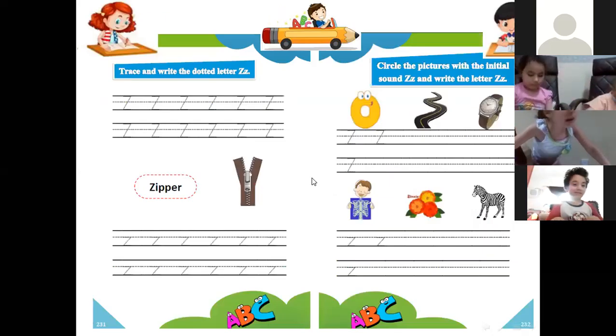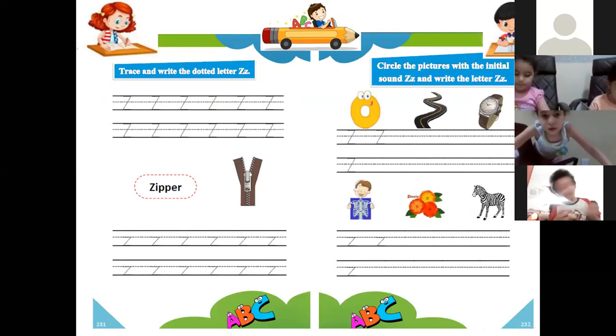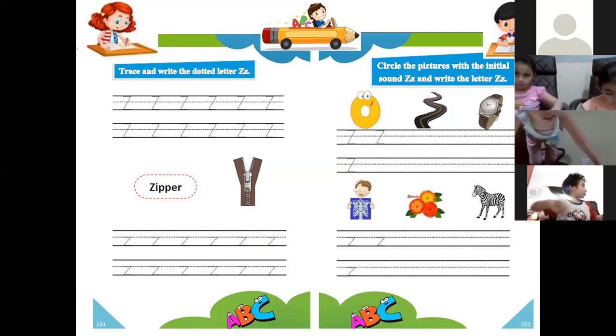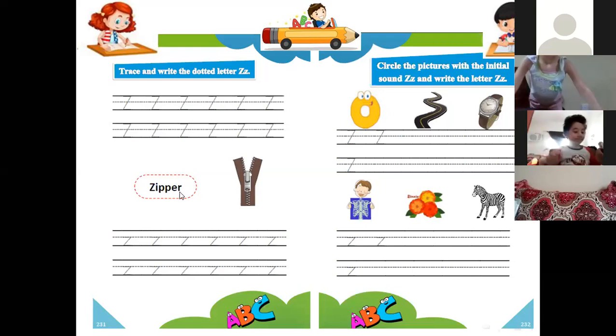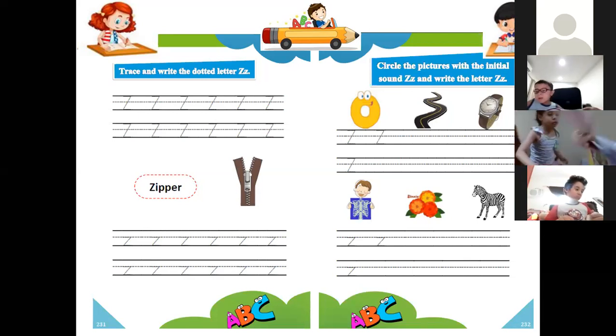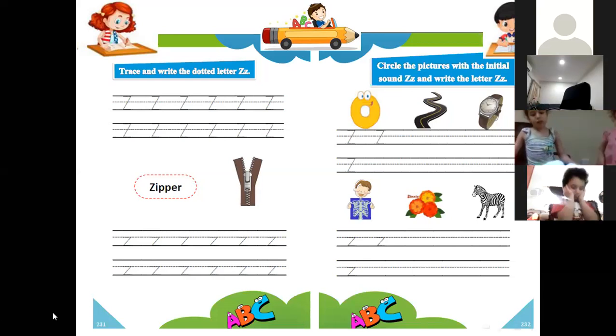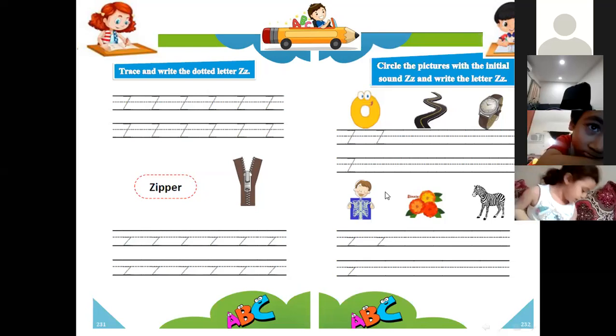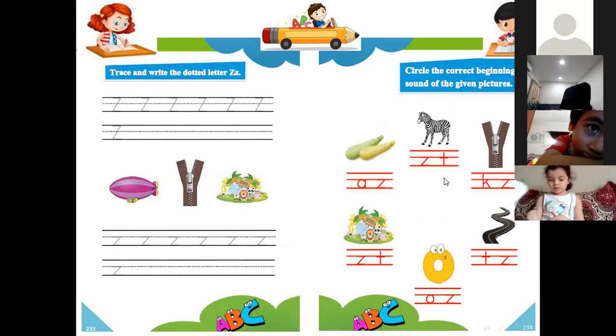Now, you write this in your book. Okay, KG, you will write page 231. Look at the teacher, please. Okay, you will write page 231, tracing letter Z, and here, don't forget, circle the word that begins with letter Z, then write letter Z, and here, circle the letter that begins with the picture, okay? Okay, KG?